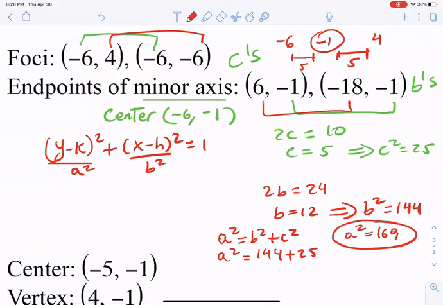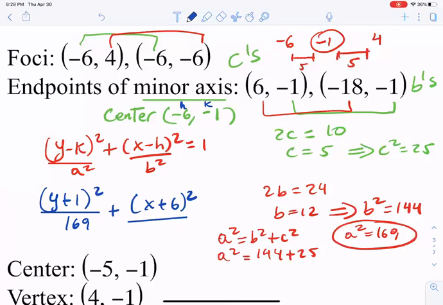Now let's plug it in, and we're done with this problem. So this is y minus what's k? K is -a. This is hk, it's right above me, I didn't see it. Hk is minus minus, so that's a plus. Squared. What's a squared? A squared is 169. What's b? X minus h, so it's plus 6 squared over b squared. B squared is 144, and this is equal to 1, and I'm done. That's the answer. Okay.